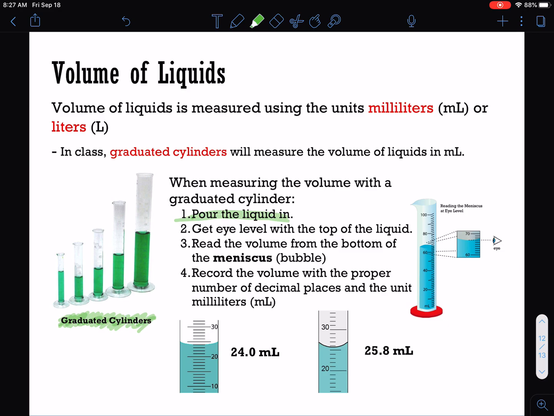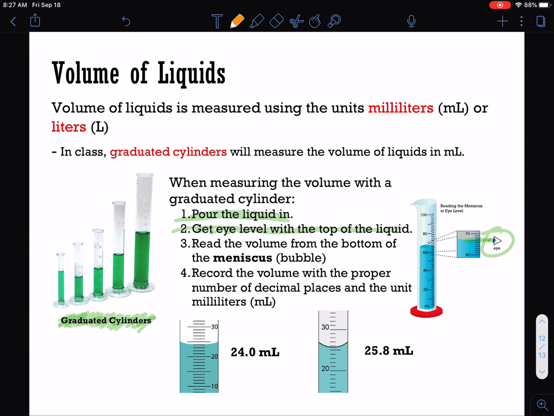But once you get the volume of liquid where you want it to be, you need to read it. And to read it, you got to get eye level with the top of the liquid. Just like it has over here, you got to get eye level with that. If you look down at it or up at it, it's going to be a different measurement than what it actually is. You don't want to look down at it. You don't want to look up at it. You want to get right eye level. So yes, you're going to have to squat down and look at it there.